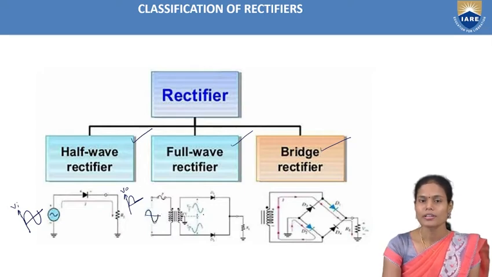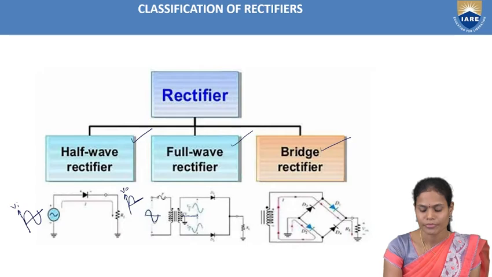But the thing is, instead of a normal transformer, here we utilized the center tapped transformer. So what is the difference between this normal transformer and the center tapped transformer? Here it is. In the case of a center tapped transformer, in the secondary winding, we will provide one tapping at the center of the secondary winding.